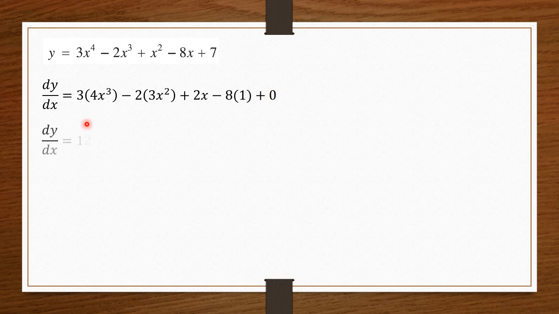So in the next step we will automatically solve this. 3 4s are 12, 3 2s are 6, 2 1s are 2, 8 1s are 8, 0 I have removed. Okay, so now this becomes the first order differentiation.